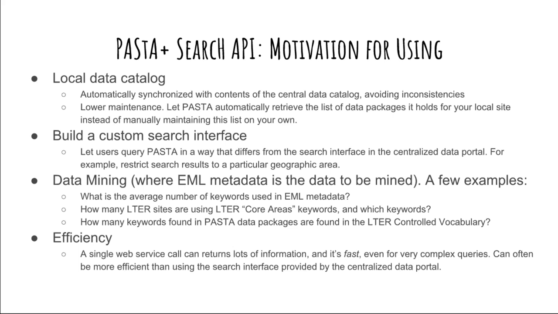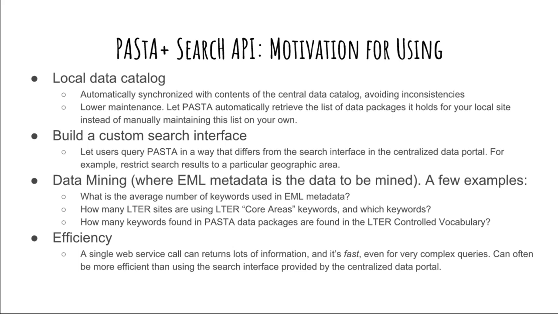So Gastil has already touched upon some of this, but what would be the motivation for using the Pasta Plus Search API? We're emphasizing this afternoon building a local data catalog. It would ensure that your search results in your local data catalog are automatically synchronized with the contents of a central data catalog, avoiding any inconsistencies. And of course, this involves lower maintenance because you're letting Pasta or Pasta Plus automatically retrieve the list of data packages it holds for your local site instead of maintaining that list on your own.